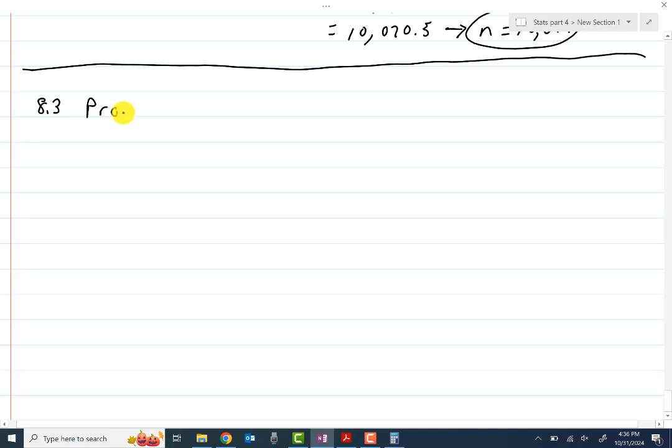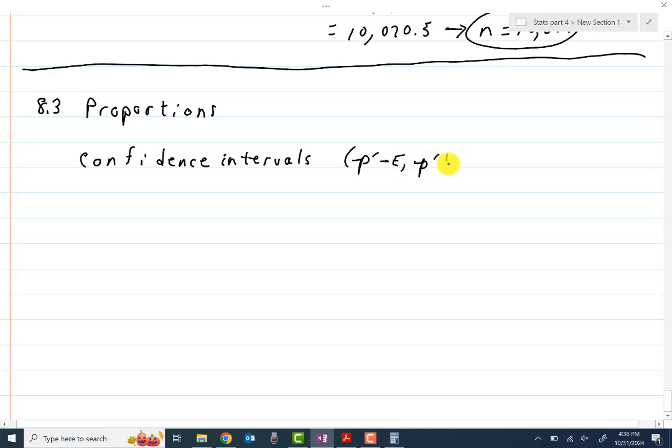(8.3) had to deal with proportions. And we did exactly the same things as in 8.1. We did confidence intervals. And here they'll look like this. Where E, of course, is the error. And then the size of n.